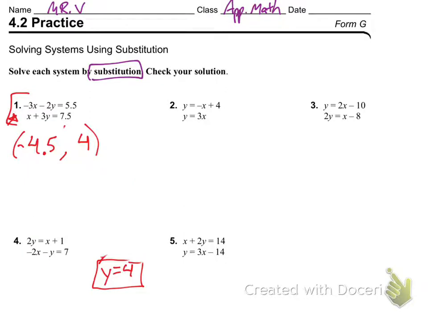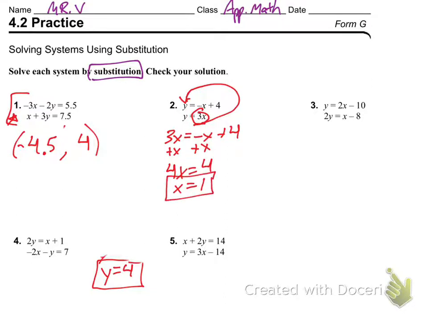All right, I go to the next one, and then look at this. It's already solved for me. So what I'm going to do is I'm just going to take this 3x, and I'm going to literally just plug it in for the y. Okay, just taking this 3x, because we know that's what y equals. So I'll get 3x is equal to negative x plus 4. I want to get all the x's to one side, so I'm going to plus x. I'll get 4x is equal to 4. Divide that, I'll get x is equal to 1.